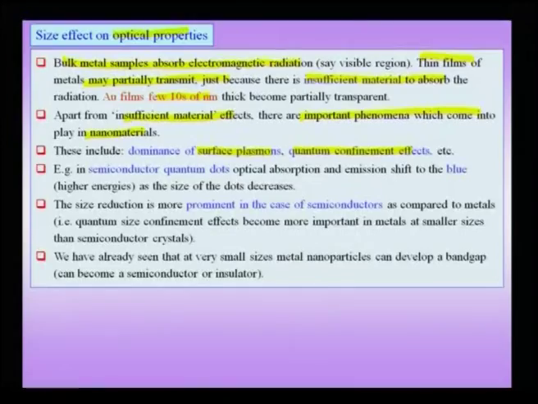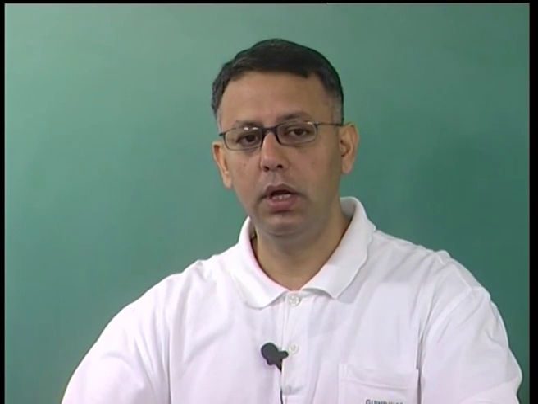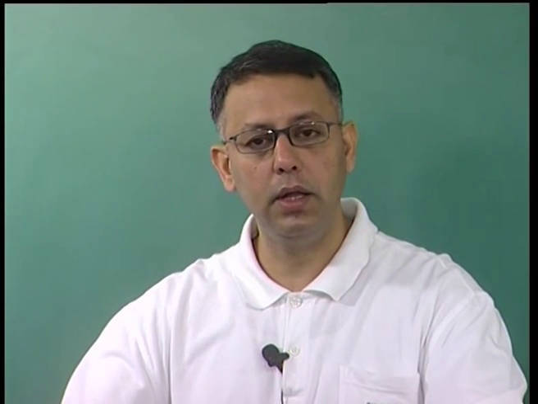surface dominant effects like surface plasmon come into play. In semiconductor quantum dots, optical absorption and emission actually shift to the blue region of the spectrum, which means to higher energies, as the size of the dot decreases. This we will see in detail, which implies that inherently there is something changing in nanostructured materials regarding the electronic structure or the band structure.